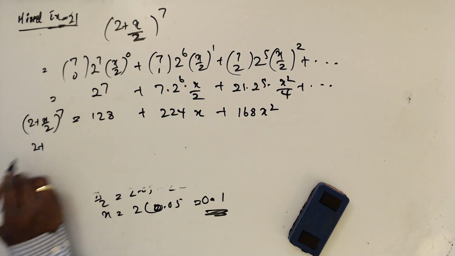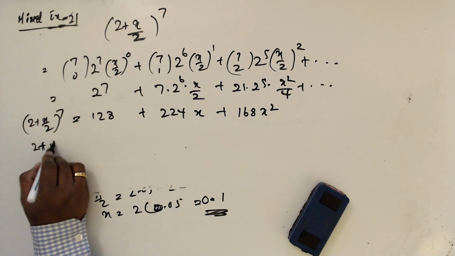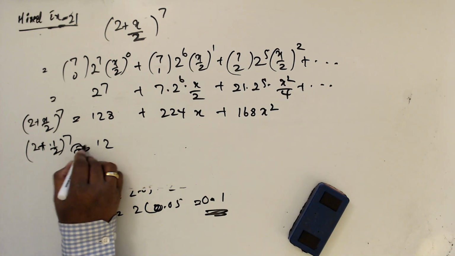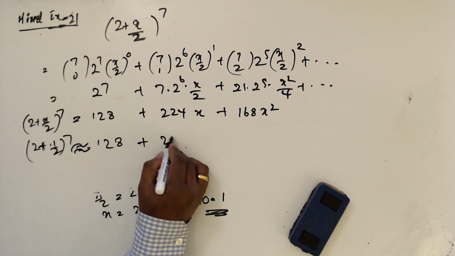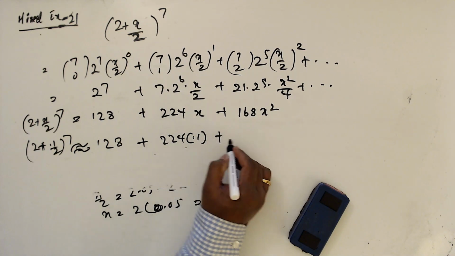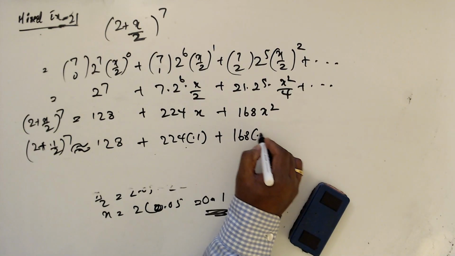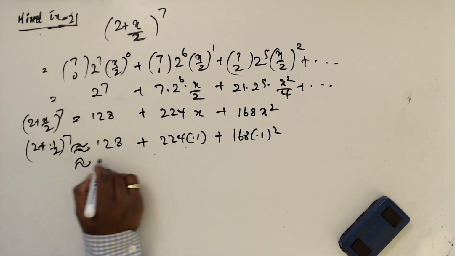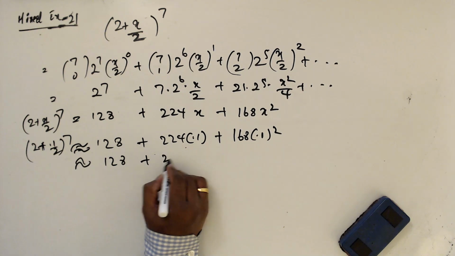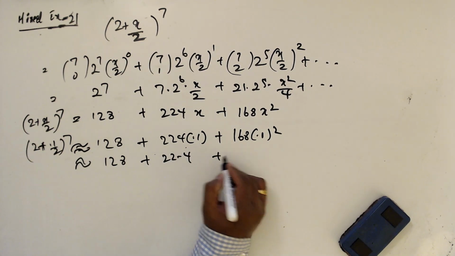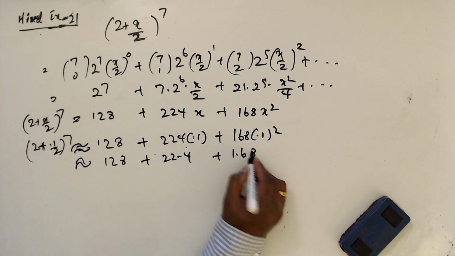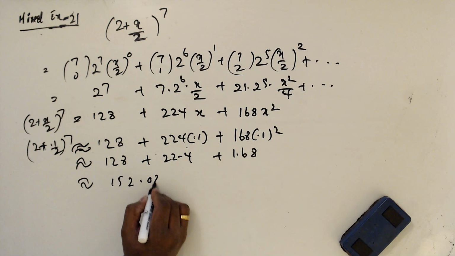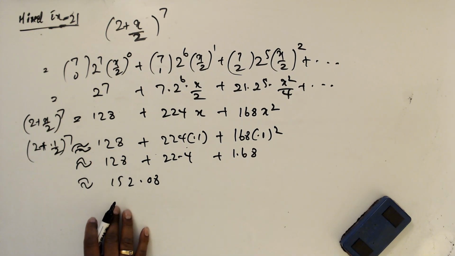So 2 plus 0.1 over 2, to the power 7 equals, now as an approximation, 128 plus 224 times 0.1 plus 168 times 0.1 square. So this is equal to 128 plus 22.4 plus 1.68. So this is going to be 152.08 approximation value.